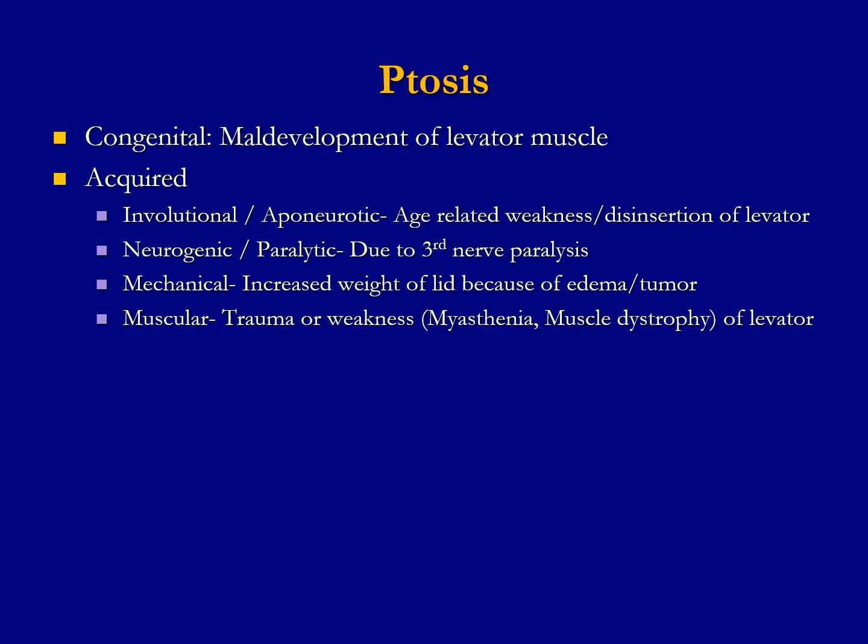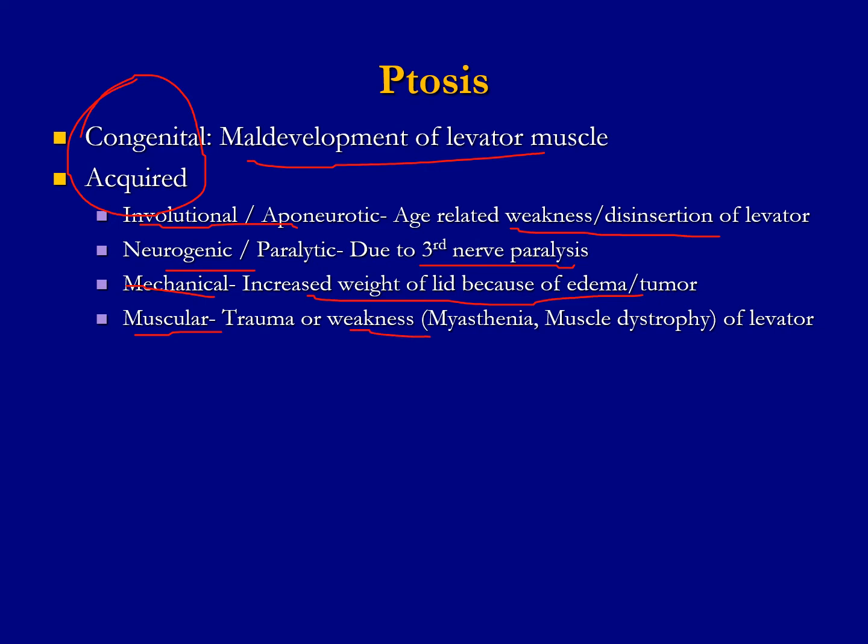Let's first recap what we discussed. Ptosis can be congenital or acquired. Congenital is because of the maldevelopment of levator muscle. Acquired is of 4 types. Involutional is because of the weakness or disinsertion of levator aponeurosis. Neurogenic is because of third nerve palsy. Mechanical is because of the increased weight of the lid. And muscular is because of the weakness of the muscle caused by myasthenia or muscular dystrophy.